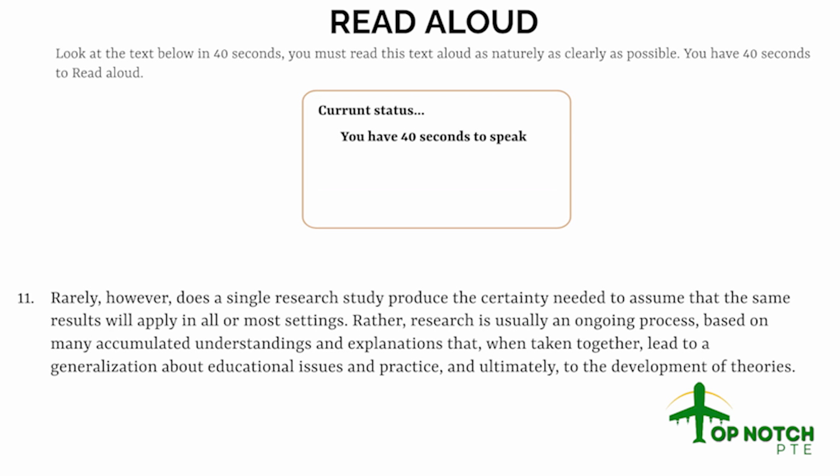Rarely, however, does a single research study produce the certainty needed to assume that the same results will apply in all or most settings. Rather, research is usually an ongoing process, based on many accumulated understandings and explanations that, when taken together, lead to a generalization about educational issues and practice, and ultimately, to the development of theories.